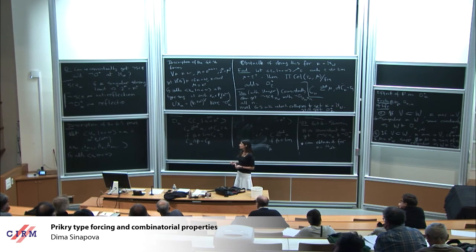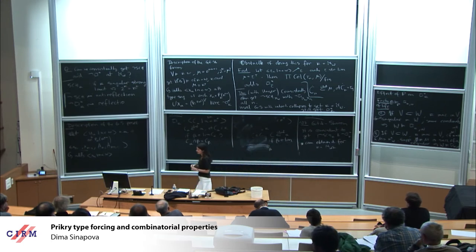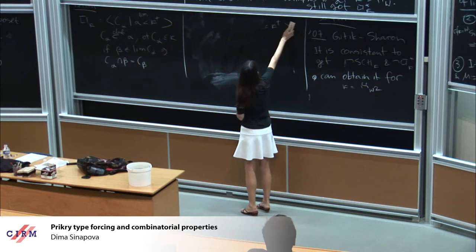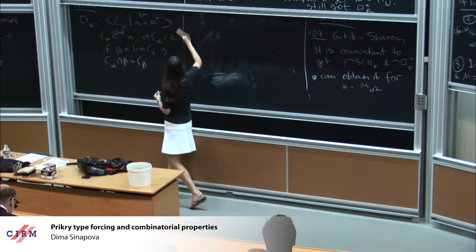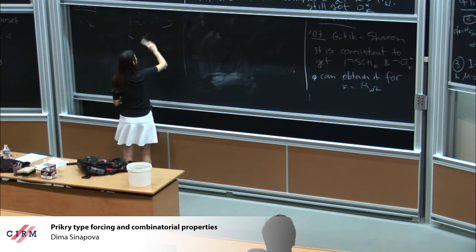And next I want to try to give an idea of why it is so difficult to put collapses in this model making kappa equal aleph omega, if you're trying to get failure of weak square. Namely, why it doesn't work, basically. And how is it related to that fact about the product of collapses mod finite adding a weak square?